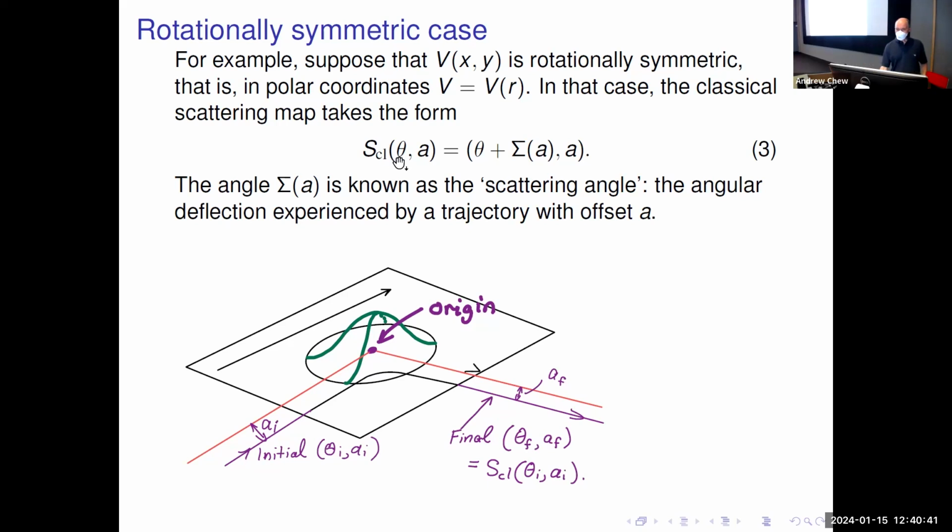Then what happens? What's the final theta coordinate? Well, it's the initial coordinate plus a difference, but that depends only on A, not on theta. It actually takes a little bit of thought to see that it's that form. And so in this case, where we have a rotationally symmetric V, the classical scattering is determined by one function of one variable. It's called the scattering angle. It's the angular deflection experienced by trajectories that come in from infinity with offset A.